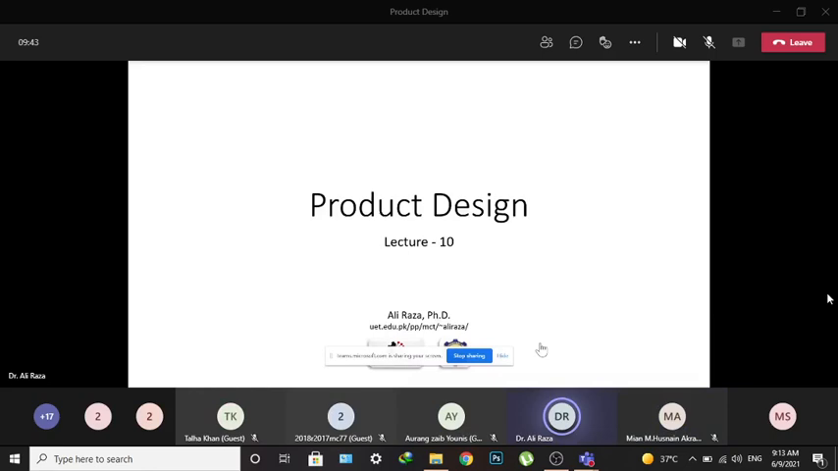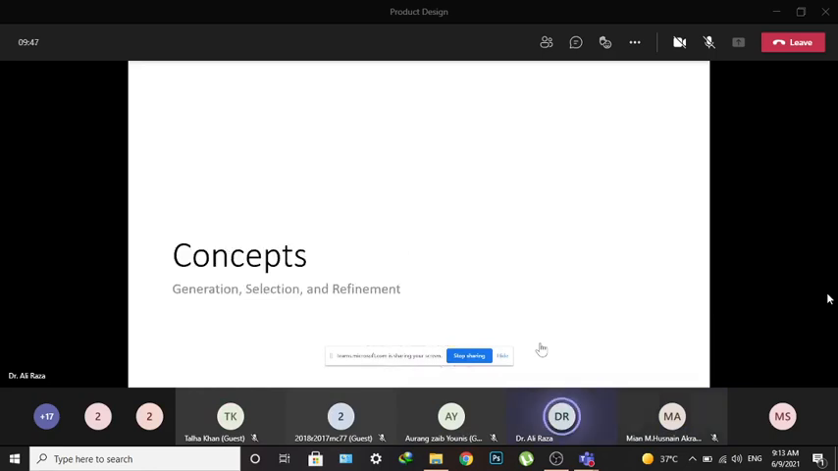All right, so last time you remember that we went through the concept development phase, and in that we covered three basic aspects: the generation of those concepts, how we are going to select the most suitable one, and how we are going to refine the concepts in an iterative fashion.